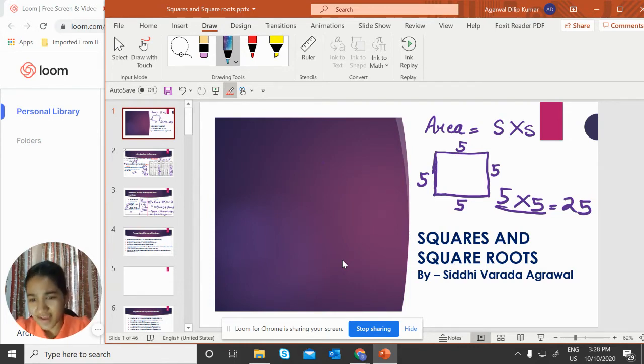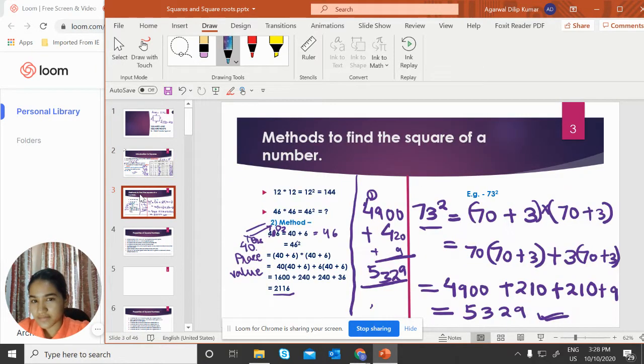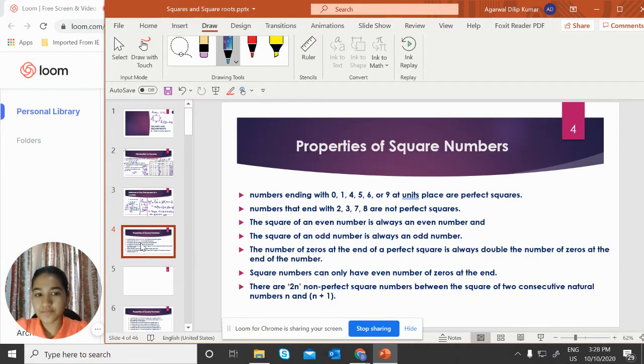Okay, so in our last session, we had studied the introduction to squares, right? Then methods to find the square of a number. The first one was multiplying a number by itself, and the second one was the splitting method, right? So what's the plan for today? Today we are here to study the properties of square numbers. So let's begin with the properties.